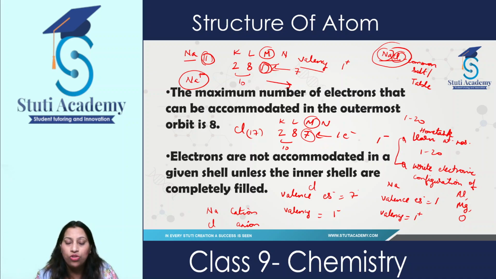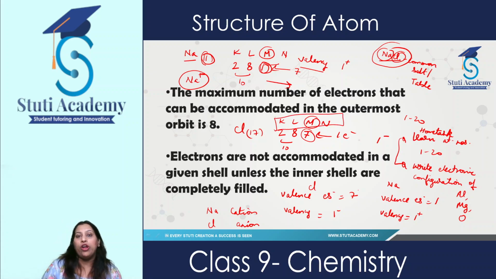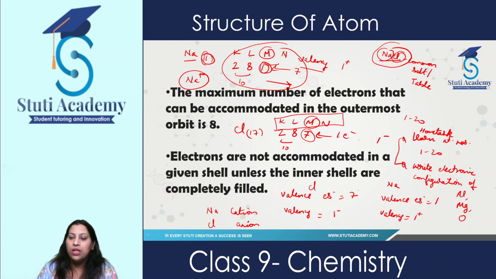This is known as electronic configuration, which I have written, which represents the number of shells and the number of valence electrons and valency. So this representation is known as electronic configuration. So these are the 2 questions. If you know the answer, write in the comment box, and in next class I'll discuss more valence electrons and valency of elements which have different atomic number.